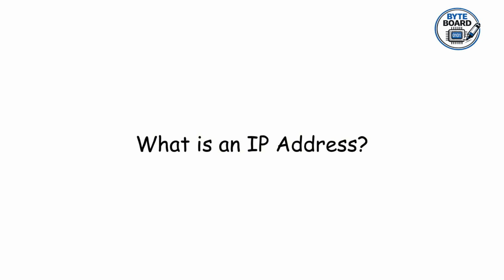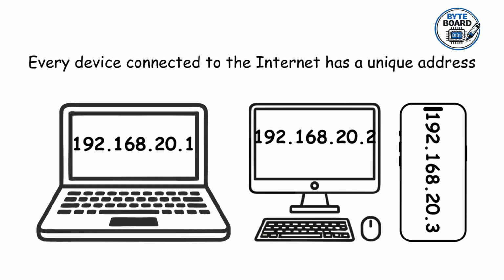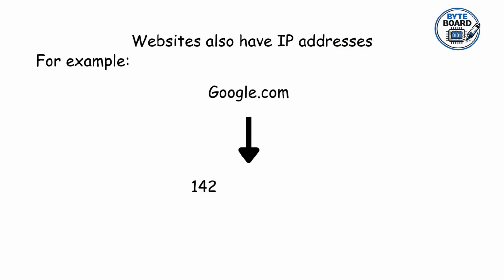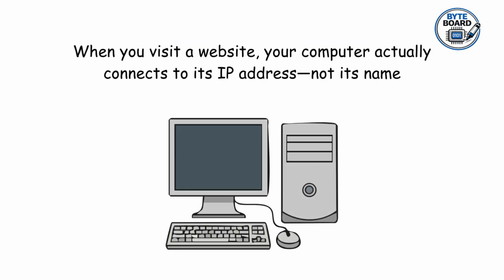What is an IP address? Every device connected to the internet has a unique address. This is called an IP address. Websites also have IP addresses. For example, google.com, 142.250.xxx. When you visit a website, your computer actually connects to its IP address, not its name.